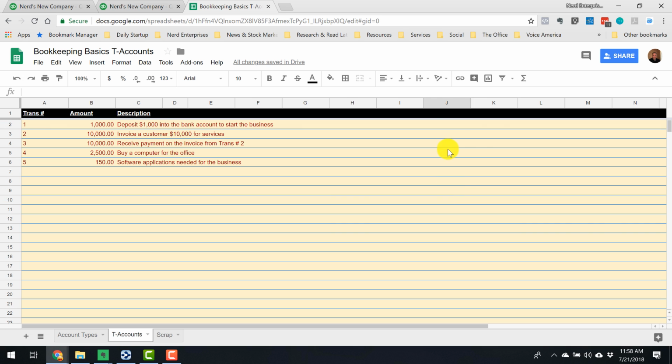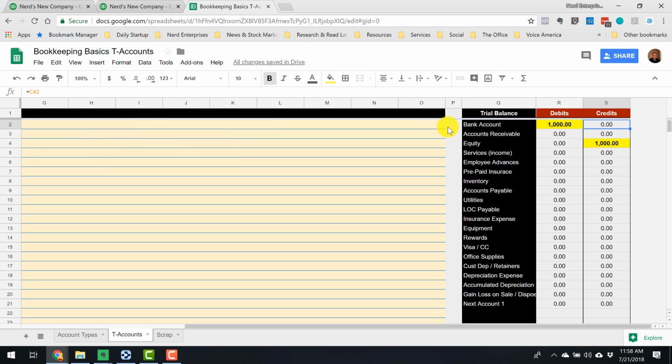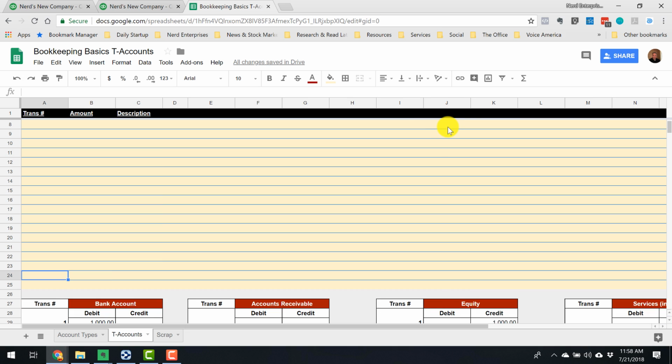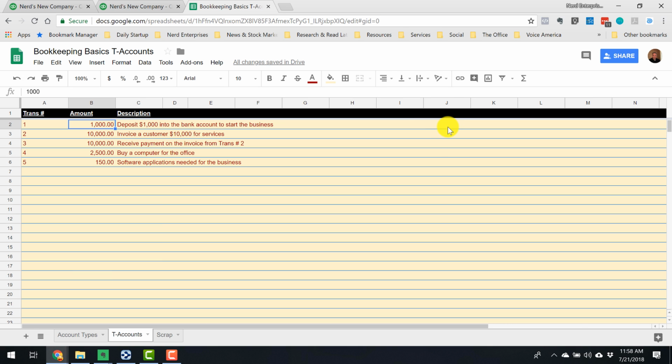Okay, now if I go over to my little mini trial balance here to the right, you can see I'm balanced. I have my bank account for $1,000. I have my equity account for $1,000. Down here confirms that I'm completely balanced, right? So really, really helpful. And in my opinion, important to understand this.